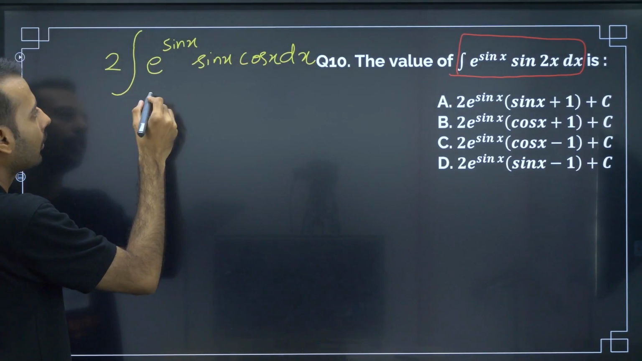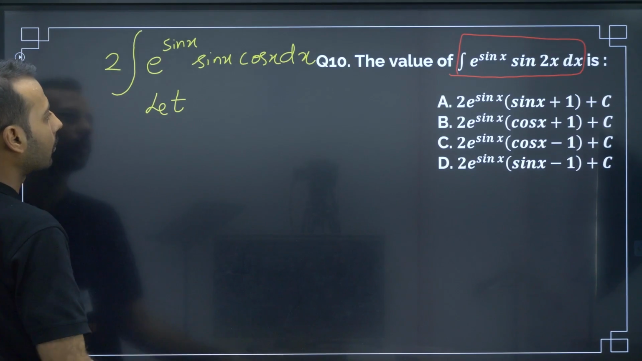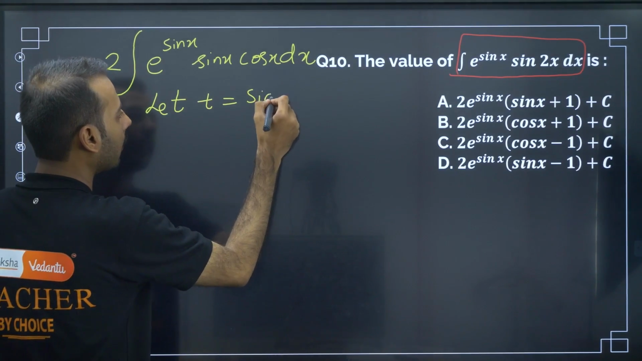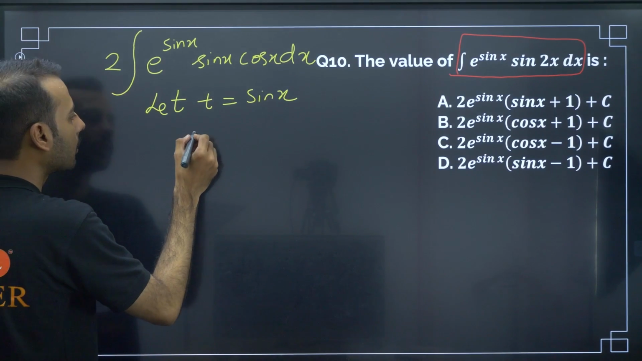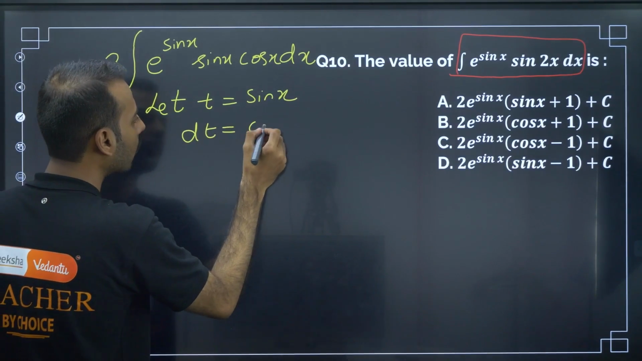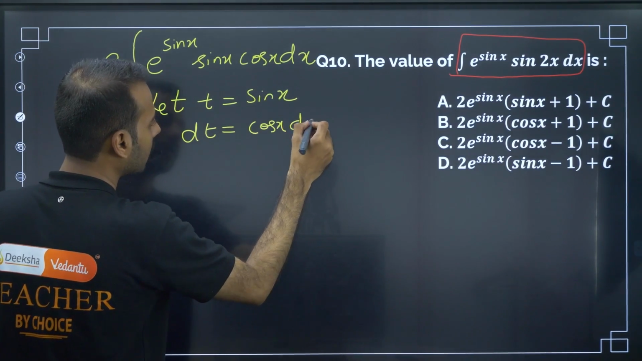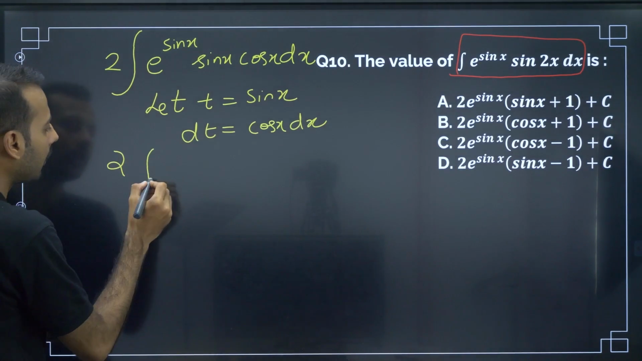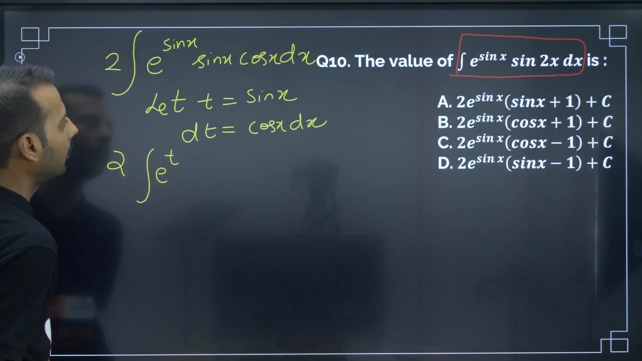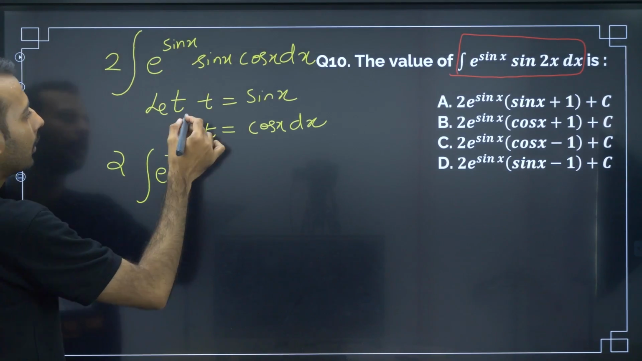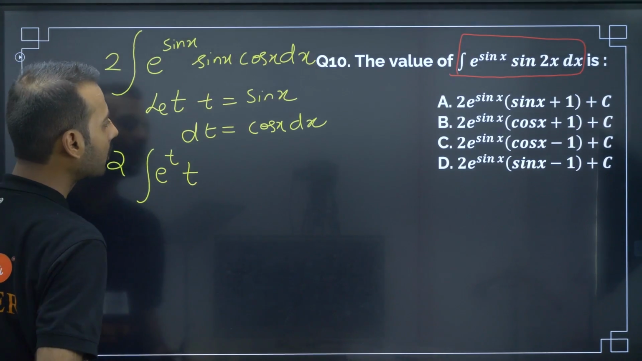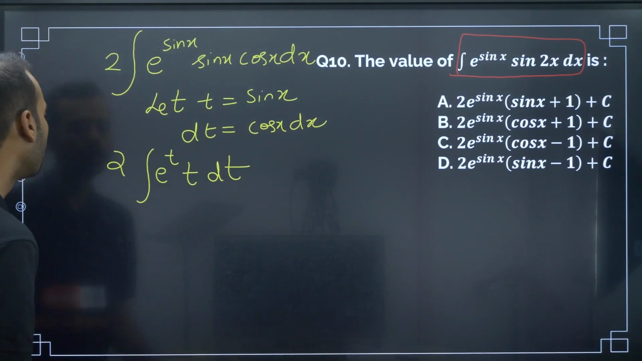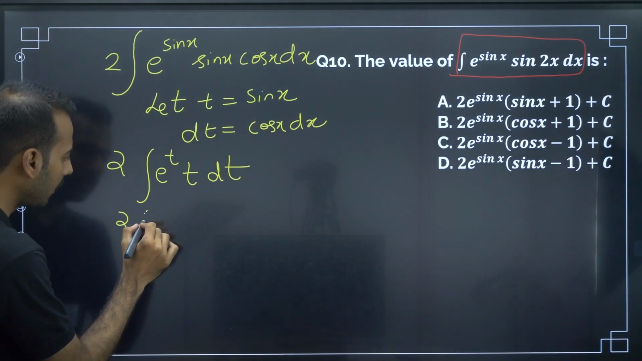For this, we will go for substitution. Let t is equal to sin x. dt is equal to cos x dx. Now, this 2 I am keeping as it is, integration e raised to t. Sin x we are replacing with t, cos x dx with dt. Now, let me write this 2 as it is, integration.